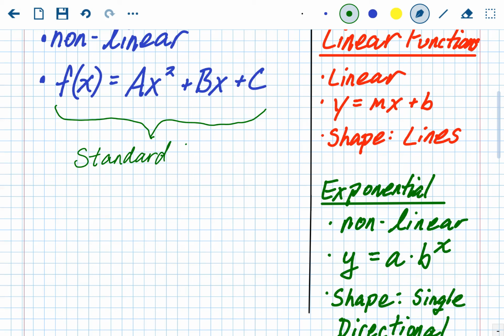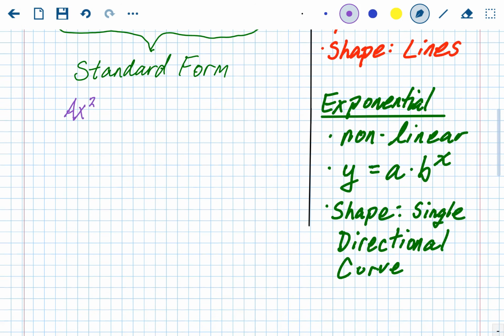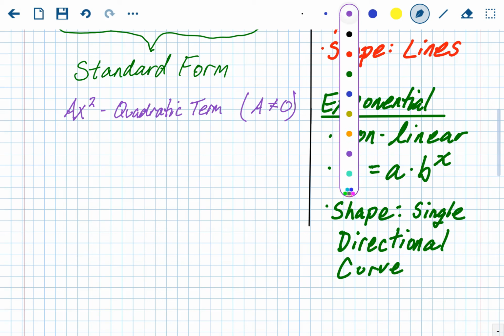So every quadratic is going to have an x squared. Okay. Now, the bx and the c, some have them, some don't. It just depends on the quadratic. Okay. So that ax squared term is the important one. That's called the quadratic term. And one thing to note is that a can't equal 0. If a equaled 0, that would be 0x squared. We know anything times 0 is 0, and that x squared term would go away, making it no longer quadratic.